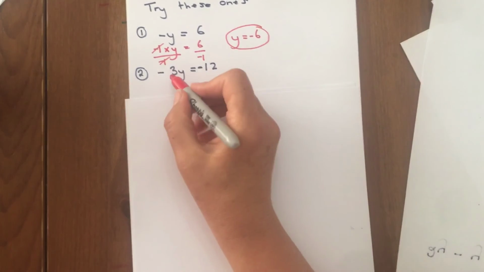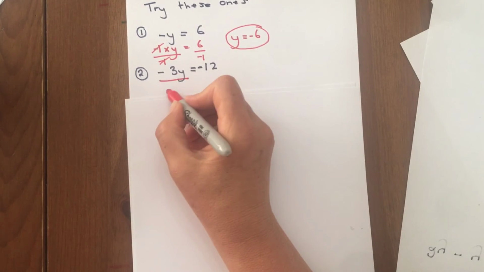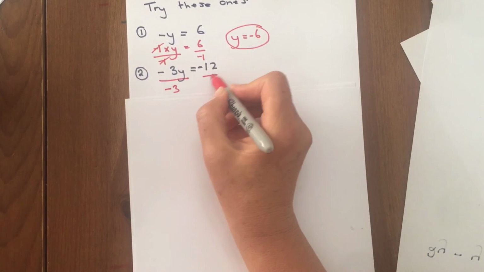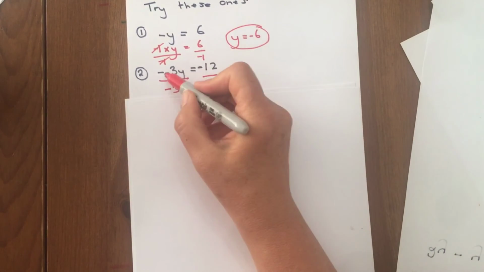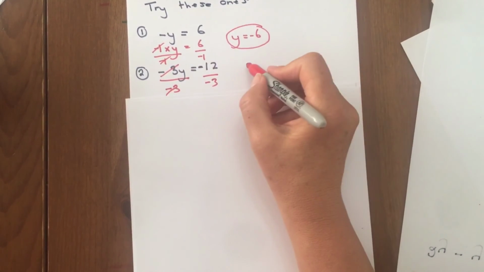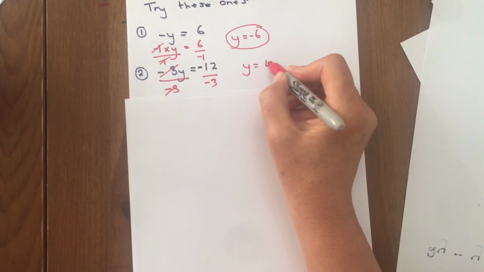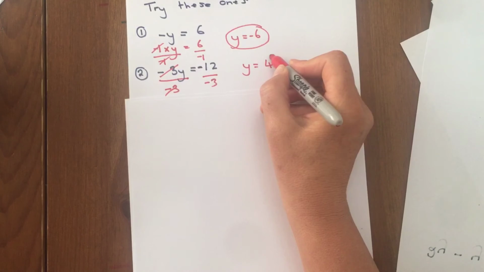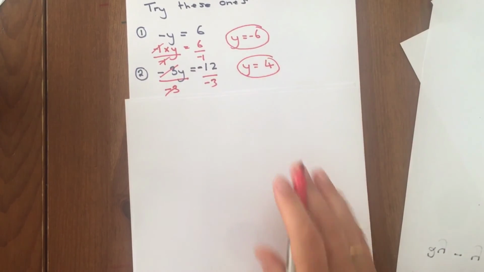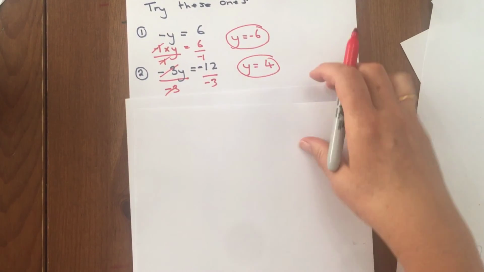Okay, here, inverse of timesing by -3 is to divide by -3. These will cancel, so y equals negative divided by negative is positive. 12 divided by 3 is 4. Okay, next one.